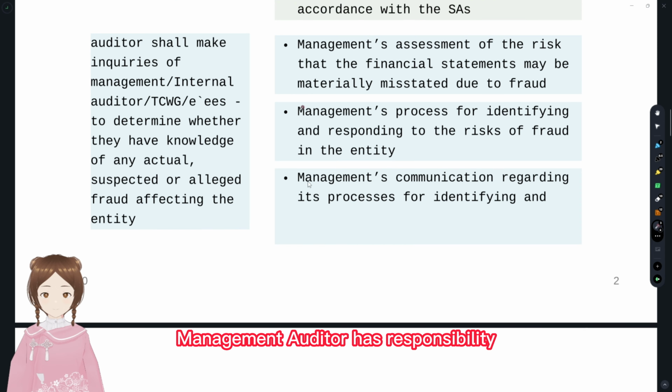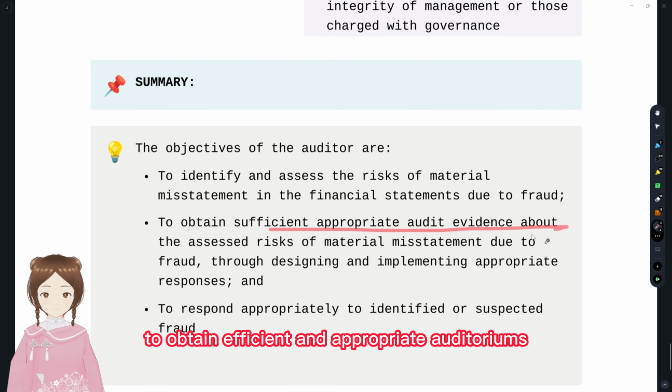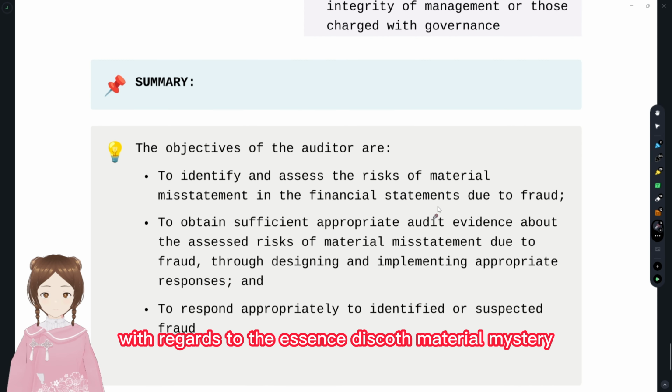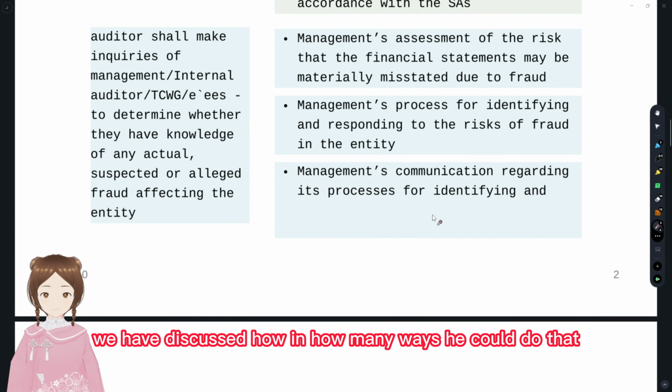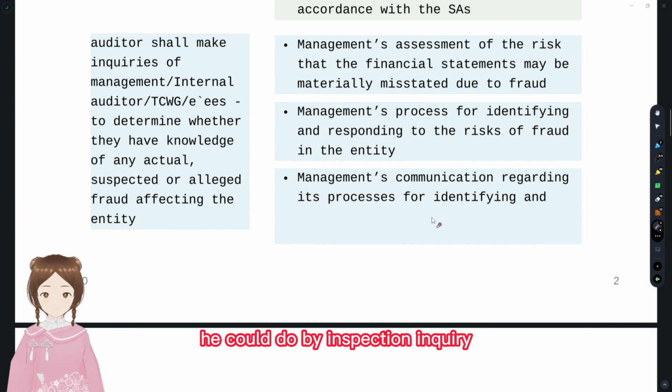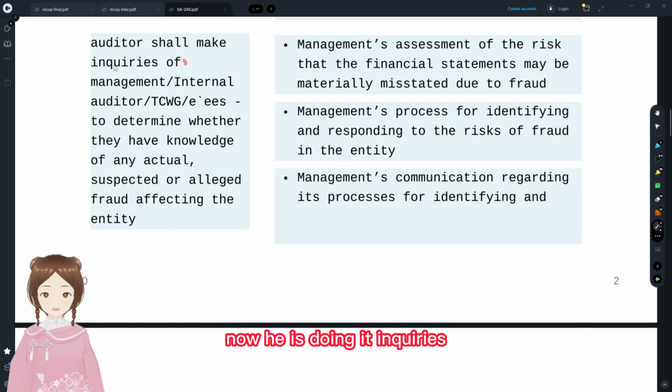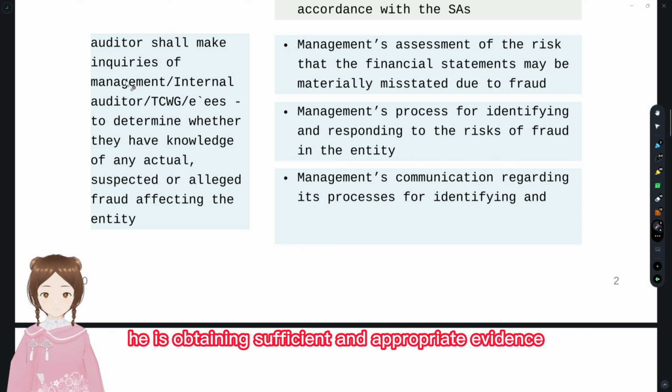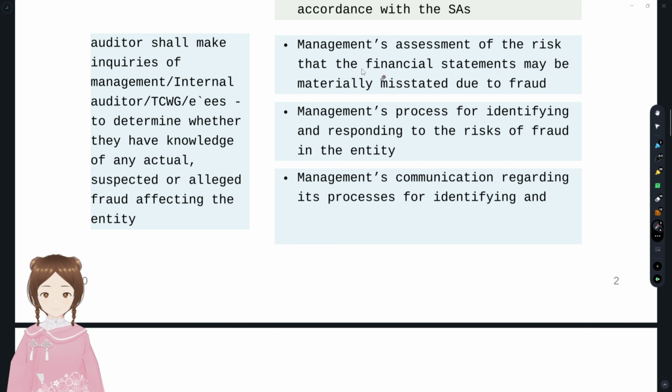The auditor has the responsibility to obtain sufficient and appropriate audit evidence with regards to the assessed risk of material misstatement. We have discussed how many ways he could do that: by inspection, inquiry, observation, reperformance, and recomputation. Now he's doing inquiries. He's obtaining sufficient and appropriate evidence through inquiries. Whom is he inquiring? He's inquiring of management. You could replace this with internal auditor, TCWG, or employees and write that, depending upon the situation asked in the exam. And the most suitable is management's assessment.